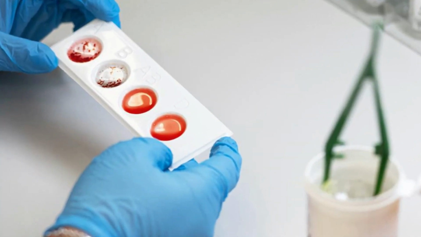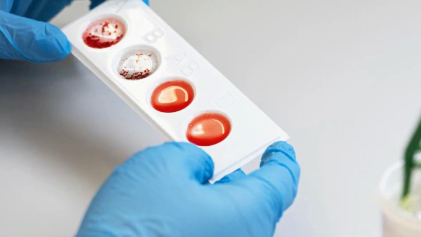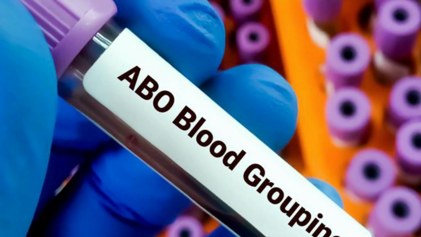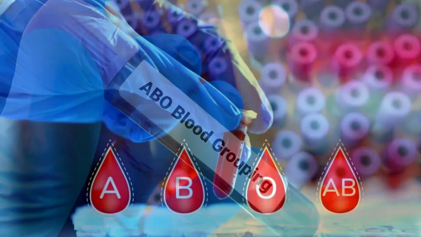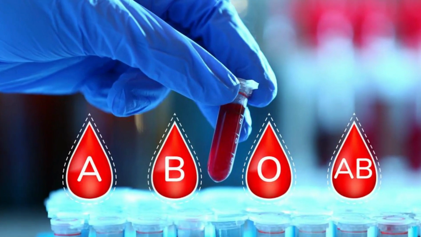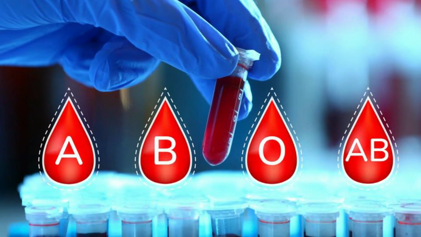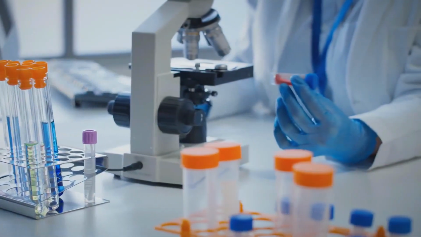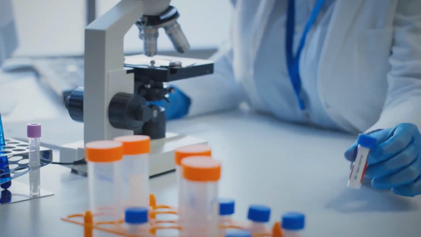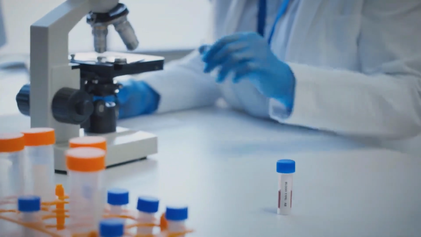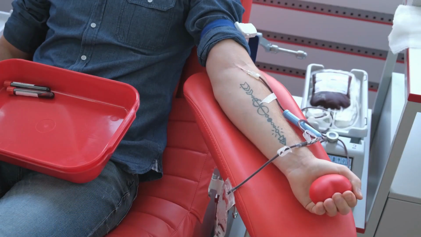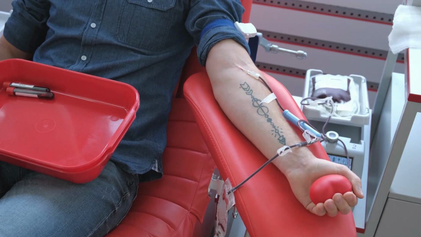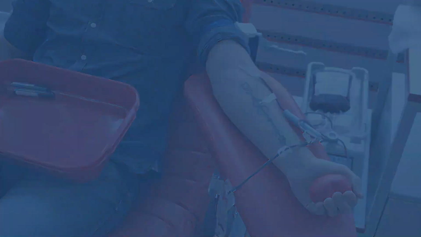In addition to the components we've discussed, blood is characterized by its blood type and Rh factor. The ABO blood group system categorizes blood into four main types: A, B, AB, and O, based on the presence or absence of specific antigens on the surface of red blood cells. The Rh factor, also known as the rhesus factor, further classifies blood as Rh positive or Rh negative. Understanding blood types is crucial for safe blood transfusions, as incompatible blood types can lead to severe adverse reactions.